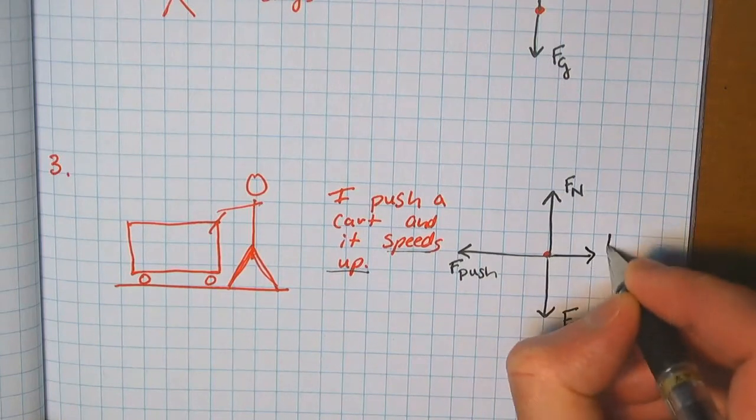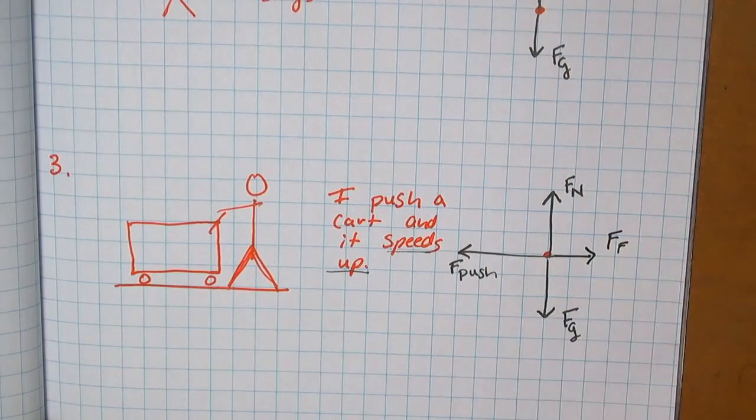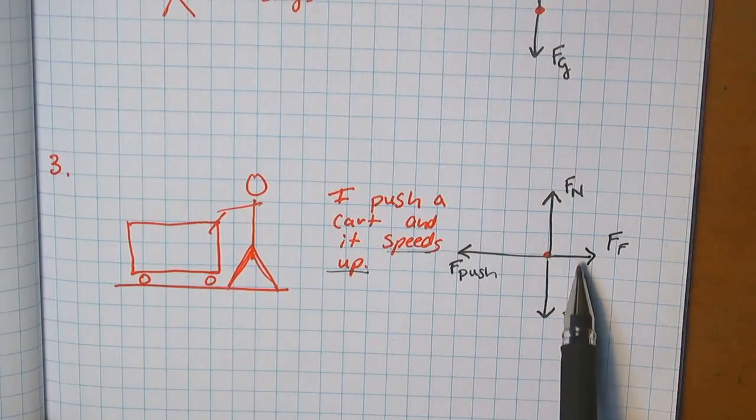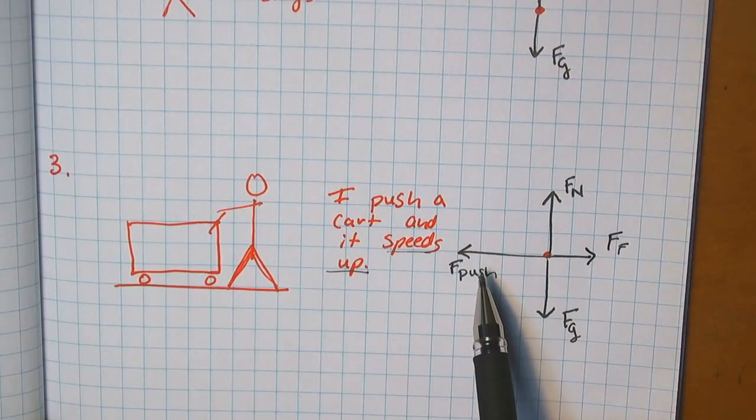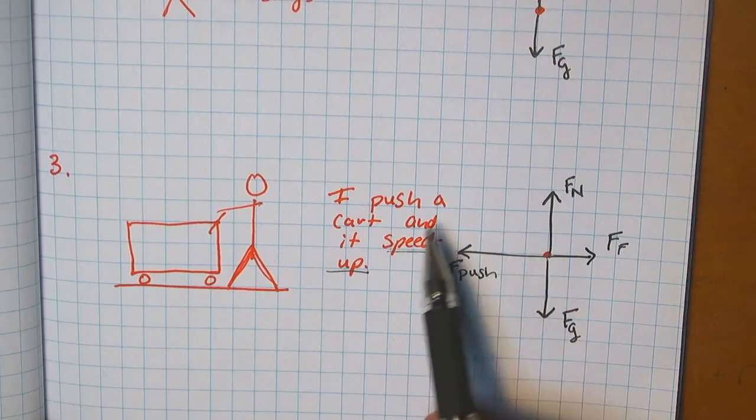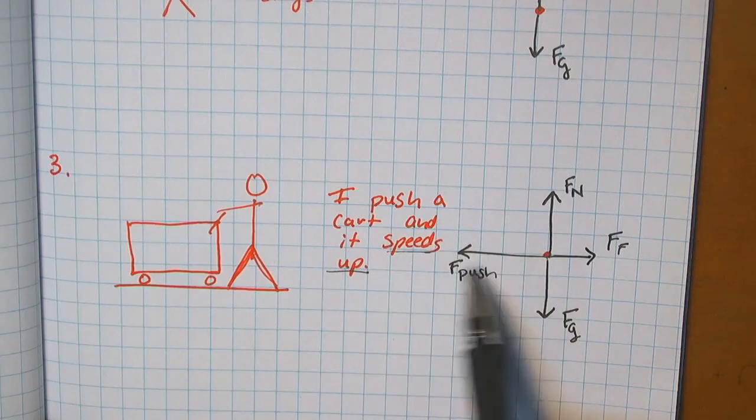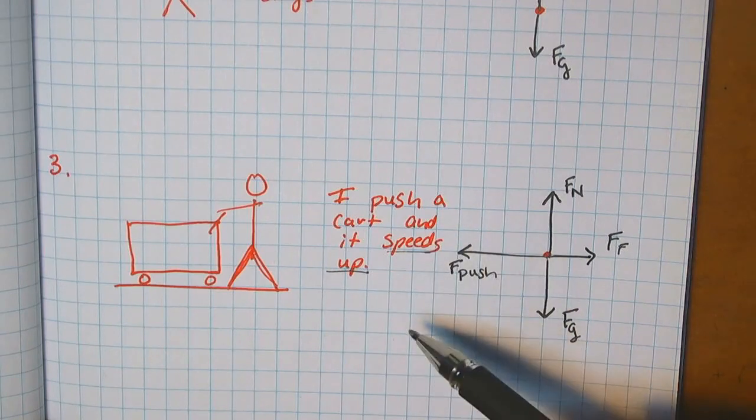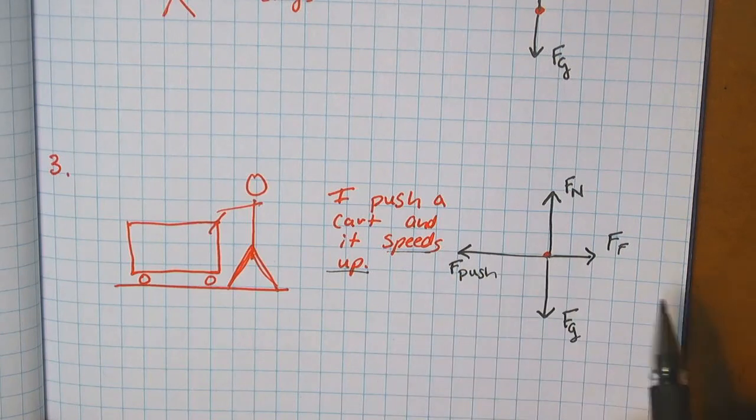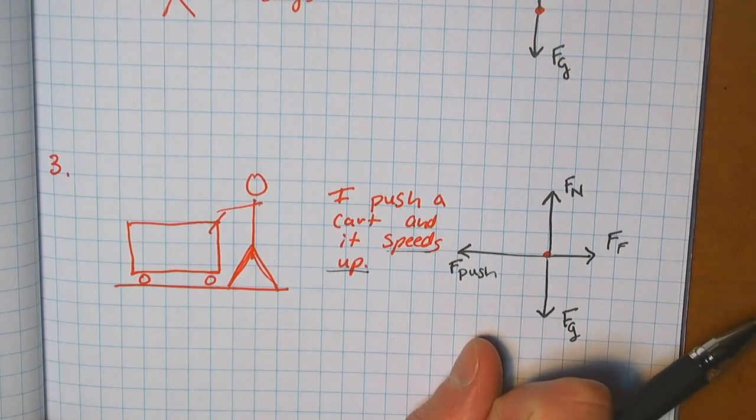So if I wanted to say that there's some friction, which is fine, we can assume that there's friction if you'd like, but we do need to make sure that it's smaller than the push force because if it's accelerating, right? If it's speeding up, then I need a net force, meaning a bigger force to the left than I have to the right. So there we go.